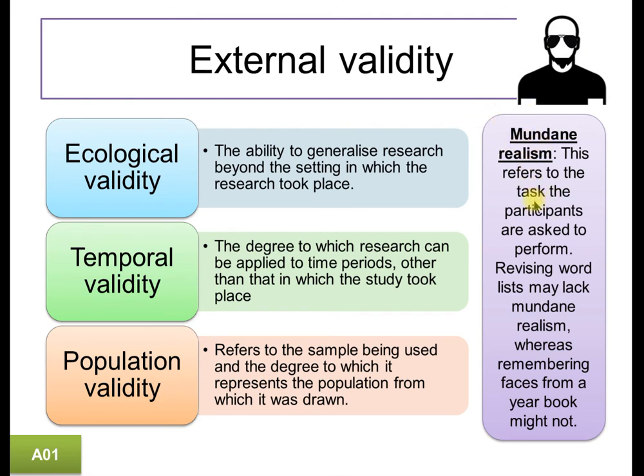Another crucial element of this, which is linked to ecological validity specifically, is this concept of mundane realism. And really this refers to the tasks that participants are asked to perform. So if you think about revising word lists as a measure of memory, is that actually how we use memory in real life? We don't go around often memorizing lists of random words. So these are three types of validity that are related to the external elements of a study.